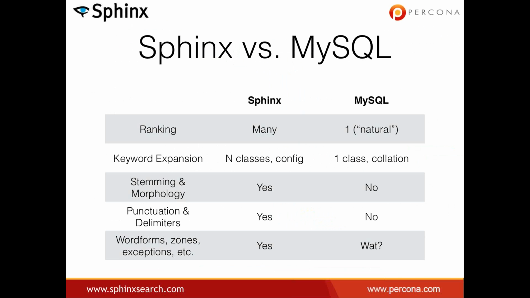We've got something to tweak and tune the handling of punctuations, delimiters for declaring different word forms, or even mapping idioms, multi-word forms to an individual word. We've got something to index in-document zones. Basically, think of XML elements. Something to add indexing exceptions, and so on.